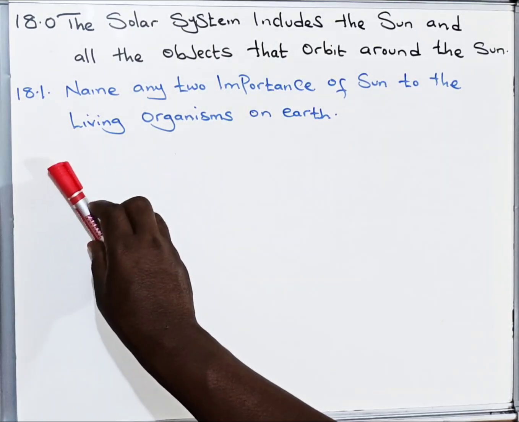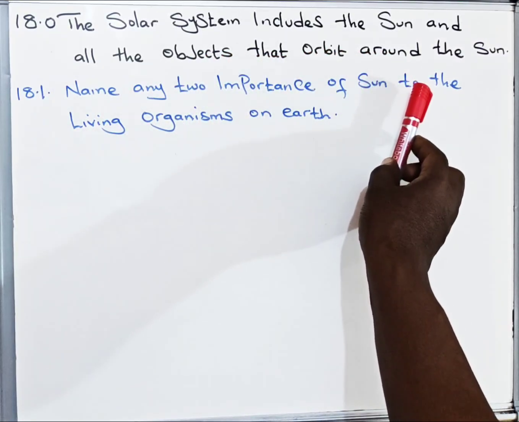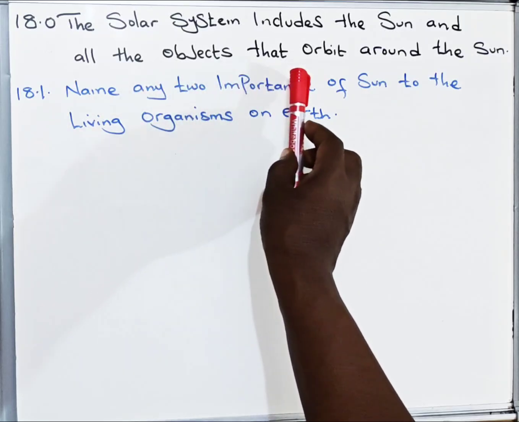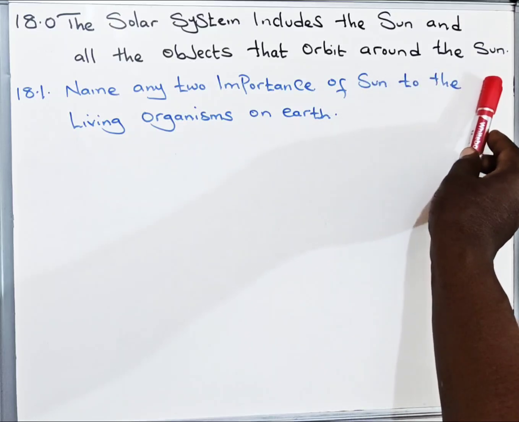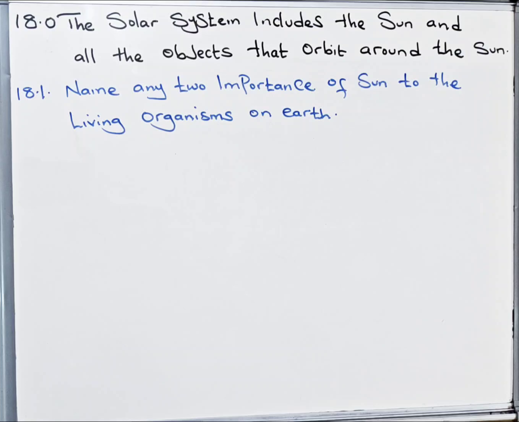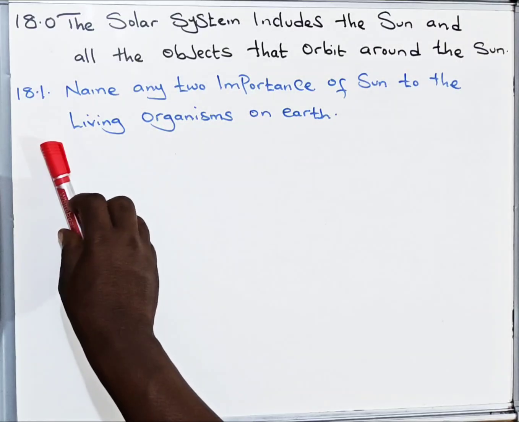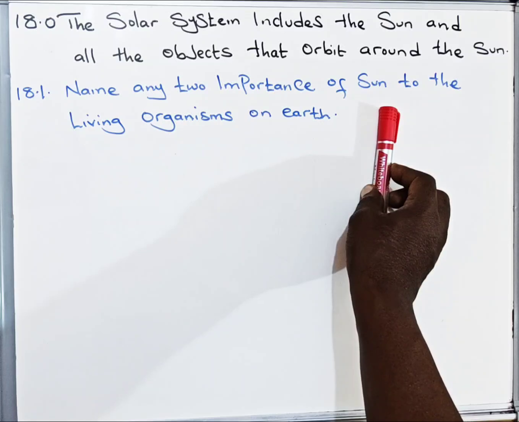And today we are looking at this question. It says that the solar system includes the sun and all the objects that orbit. Orbit implies rotating around the sun. So what we call the solar system is centrally the sun, and then objects around it are rotating around the sun. And the question says, name any two importance of the sun to the living organisms on Earth.